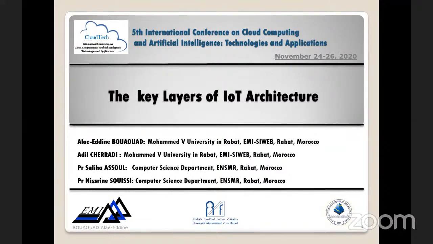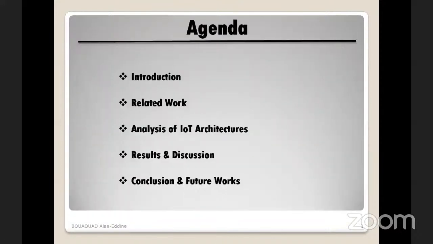As we know, the Internet of Things has emerged in our world and has become preponderant. In this regard, several architectures were proposed in the literature. Our work focuses exactly on determining and selecting the key layers that constitute the different architectures. For this purpose, this presentation follows the plan as described.